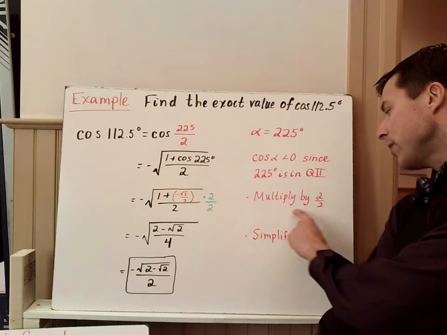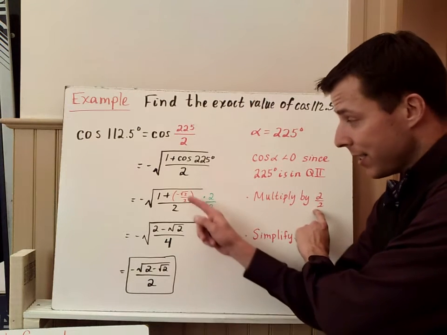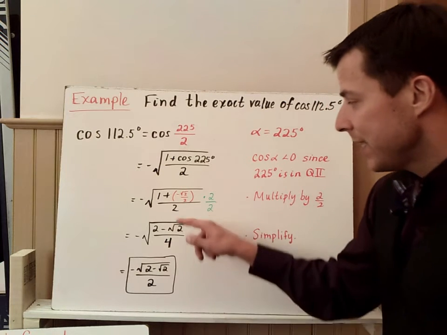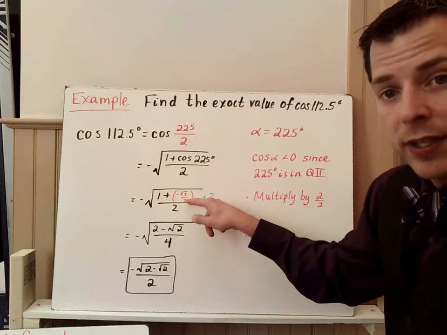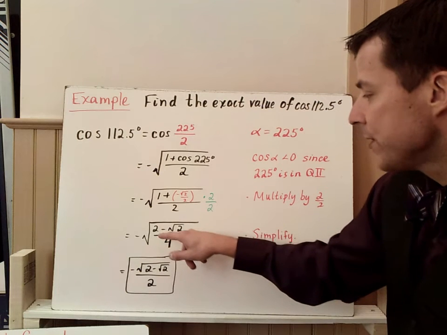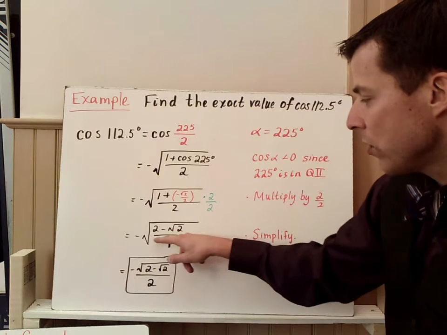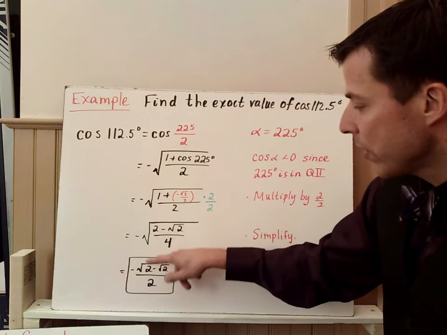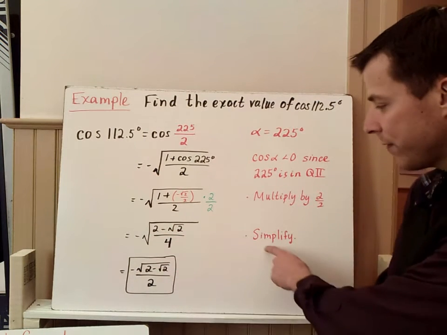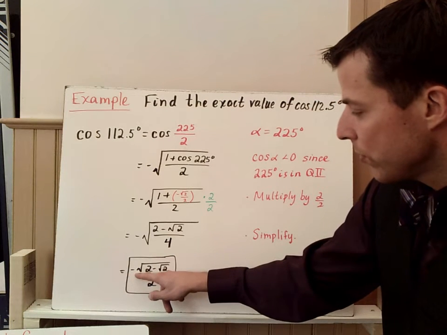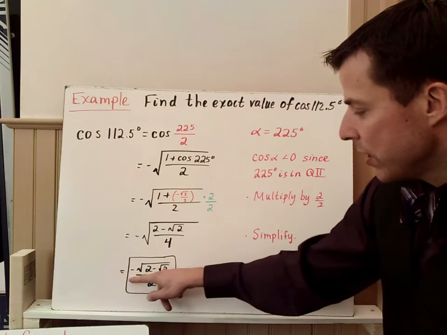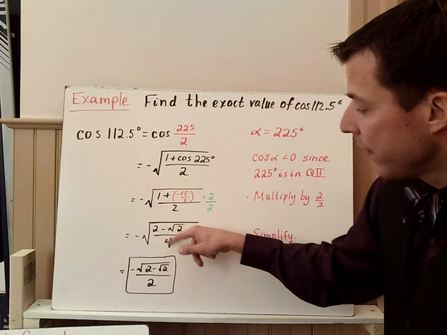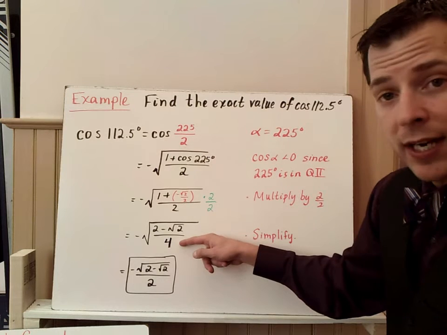What we're going to do now is multiply the radicand, the number underneath, by 2 over 2. That's what I put here in green. The idea is to get rid of that 2 here. So we get 2 minus root 2 all over 4, and we're taking the negative square root of that. When you have the square root of a fraction, you can take the square root of the numerator and the denominator separately. We can simplify this and you get negative the square root of (2 minus root 2) divided by 2.